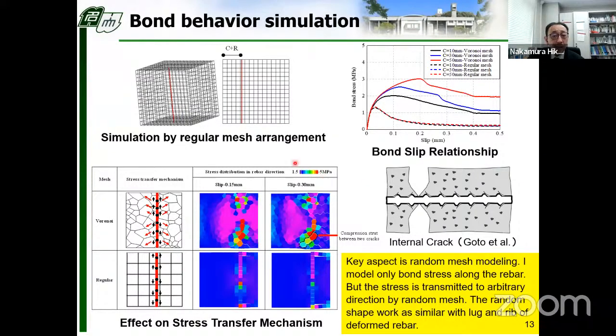The key aspect is random mesh modeling. I modeled only bond stress along the rebar, but the stress is transmitted in arbitrary directions by the random shape. This random shape worked similarly to the lugs and tips of deformed rebar. So the combination of Voronoi element and beam element gave us a new possibility for RBSM to simulate many problems related to the bond.